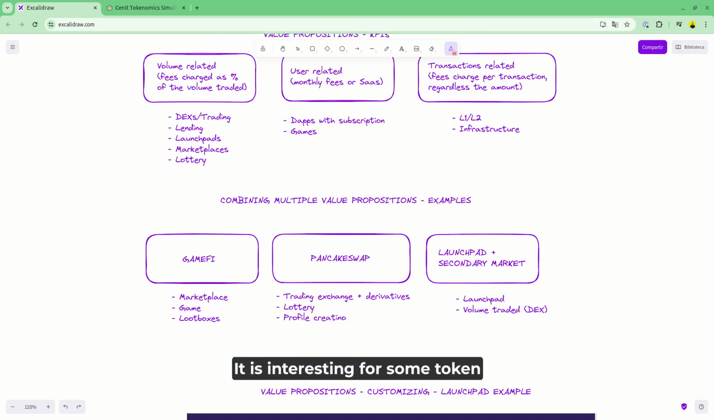It is interesting for some token economists to combine multiple value propositions. For example, in a GameFi token economy, multiple times we have the marketplace, the GameFi per se, and the loot boxes. Or in the example of PancakeSwap, we have lottery, profile creation, and trading. And in some launchpads there might be secondary markets, so we would have both.